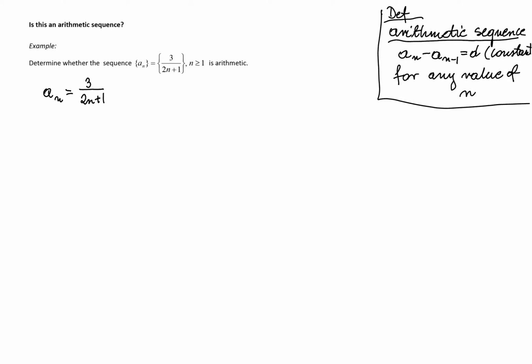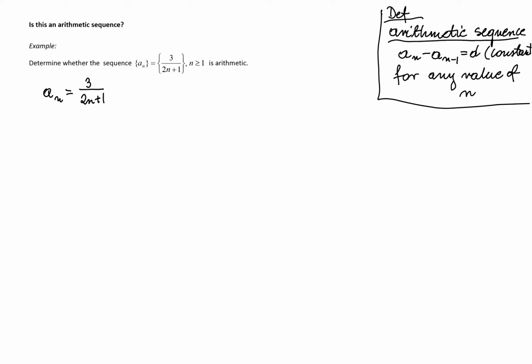If we want to show that a sequence is an arithmetic sequence, we'll have to use the definition to show that the difference a sub n minus a sub n minus 1 is always constant. It's always the same, no matter what value of n we take. So working with general term a sub n and a sub n minus 1, we have to show that that difference does not depend on the value of n.